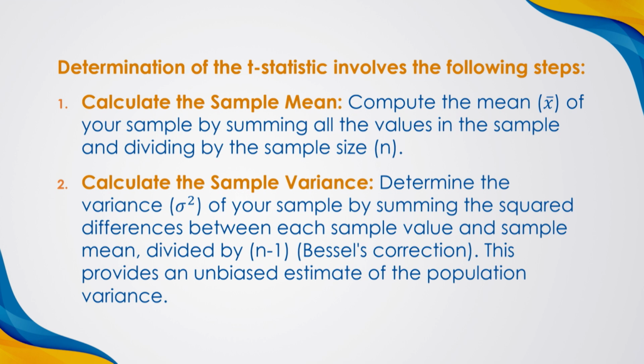Calculate the sample variance. Determine the variance, sigma square, of your sample by summing the squared differences between each sample value and the sample mean, divided by n minus 1. It is nothing but Bessel's correction. This provides an unbiased estimate of the population variance.